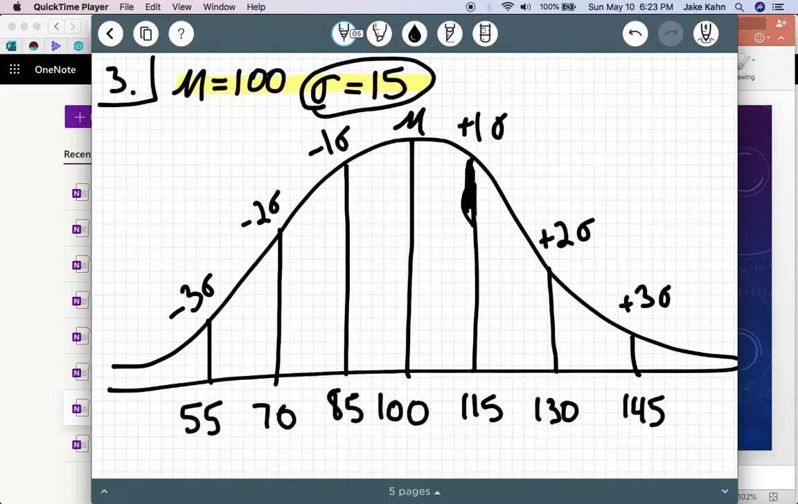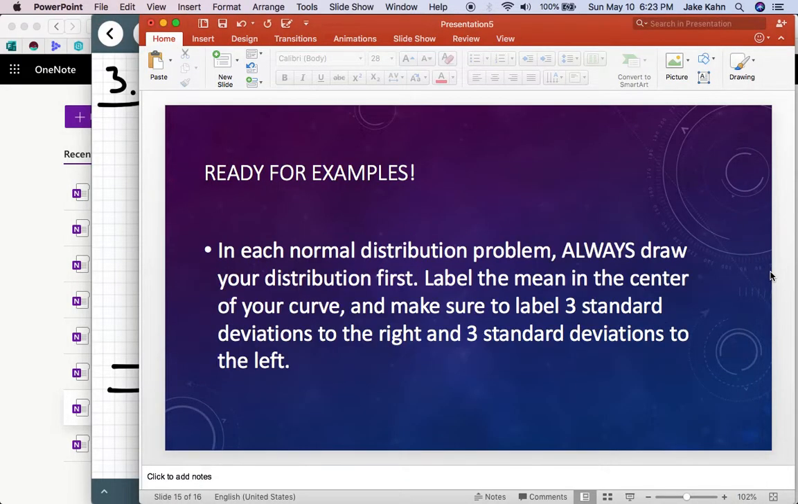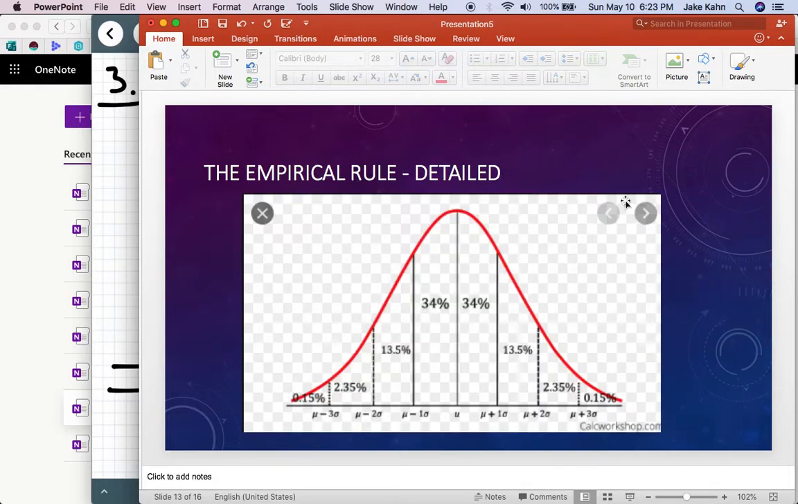And now we have completely labeled our normal distribution, except for the percentages. And that's what I want to do right now. We're going to go back to this slide, which you should have in your notes, and we're going to actually write those percentages in.